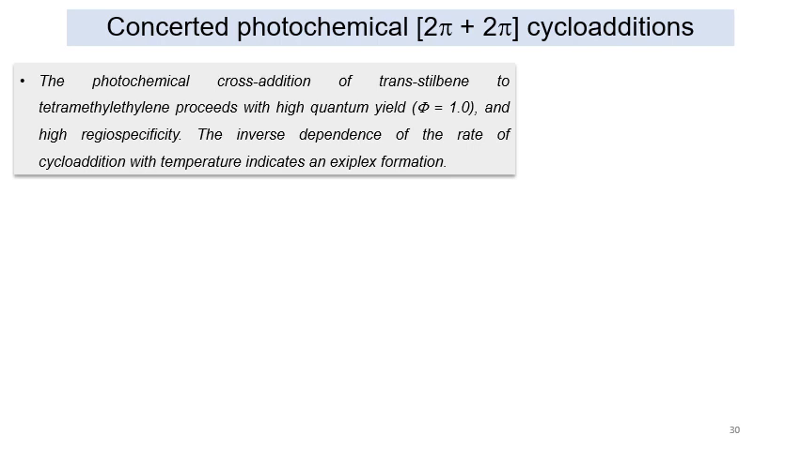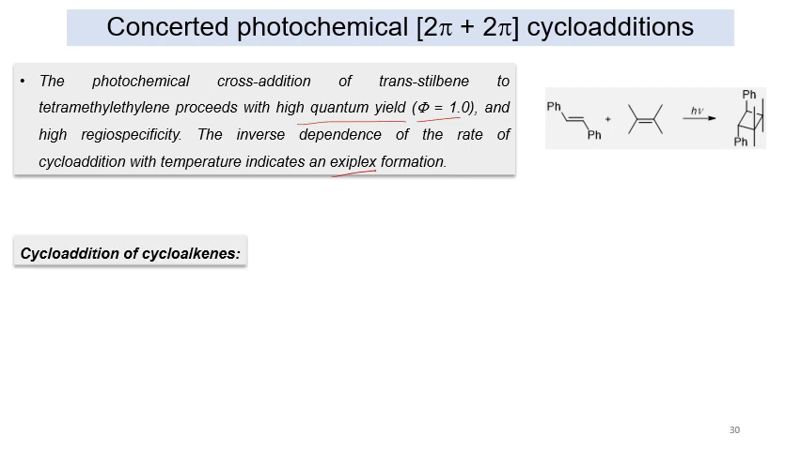Let's now consider an example in which trans-stilbene reacts with tetramethylethylene. This reaction is very facile, gives a very high quantum yield, phi equal to 1, and very high regiospecificity. It also indicates that there is an exciplex formation. Okay, what is an exciplex? An exciplex is a complex formed in the excited state.